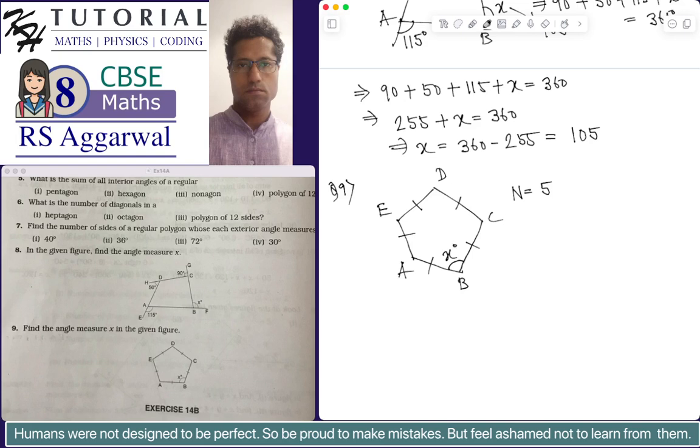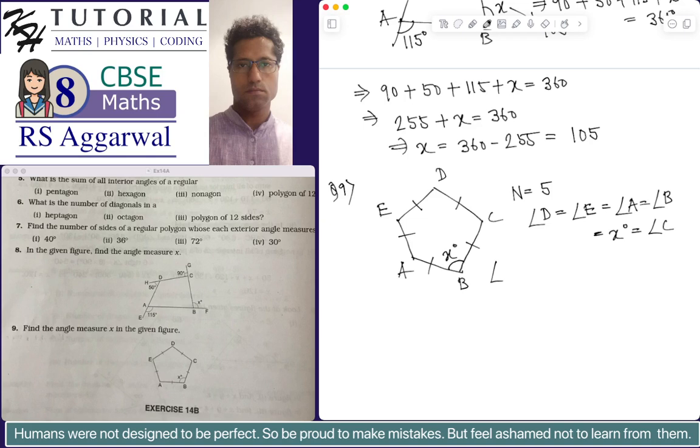Now clearly we can see that since all the sides are equal, it has to be a regular polygon, which also means that all the interior angles will be equal. So angle D will be equal to angle E, will be equal to angle A, will be equal to angle B, which is x degree, will be equal to angle C. Now, what is the formula for the value of each interior angle for a regular polygon of n sides?